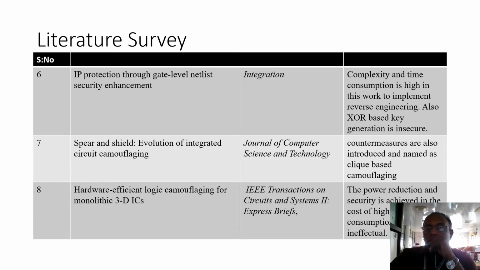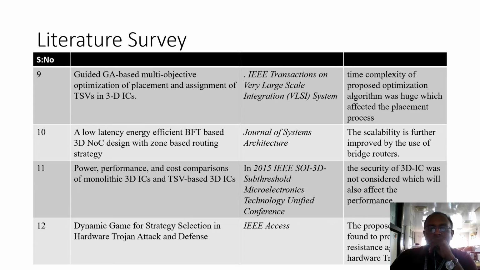The paper titled Spear and Shield: Evaluation of Integrated Circuit Camouflaging came in the Journal of Computer Science and Technology. Here the countermeasures are also introduced, named click-based camouflaging. The paper titled Hardware Efficient Logic Camouflaging for Monolithic 3D ICs came in Transactions. Again, the power reduction and security are achieved at a cost, where again the consumption seems to be ineffectual. And the paper titled Guided GA-based Multi-Objective Optimization of Placements and Assignments of TSVs in 3D ICs again came in Transactions. The time complexity of the proposed optimization algorithm was huge, which affected the placement process.